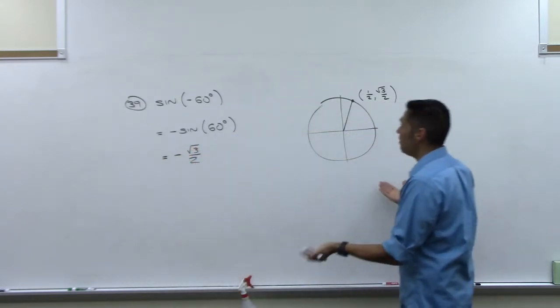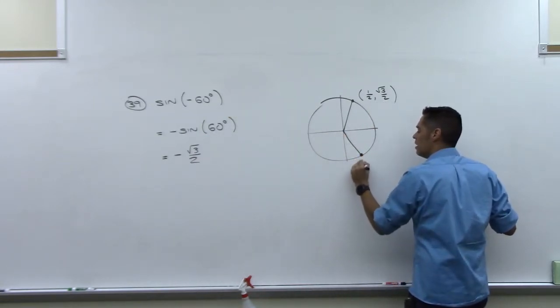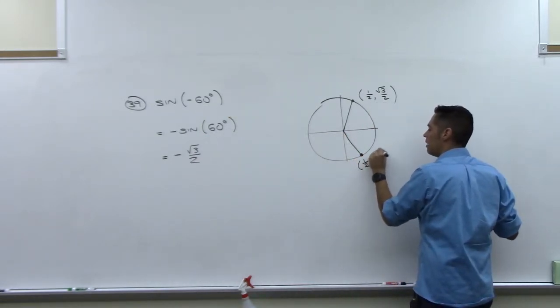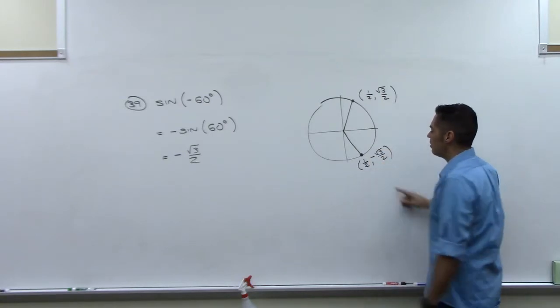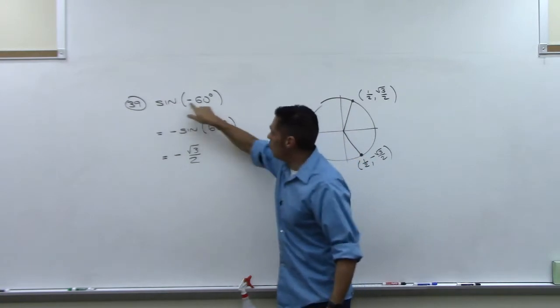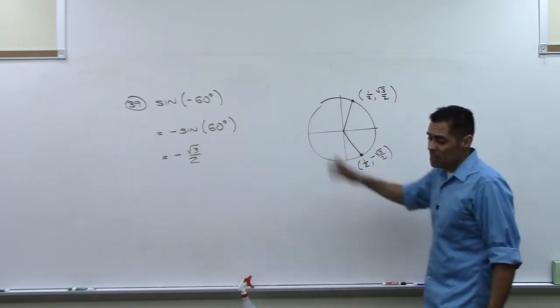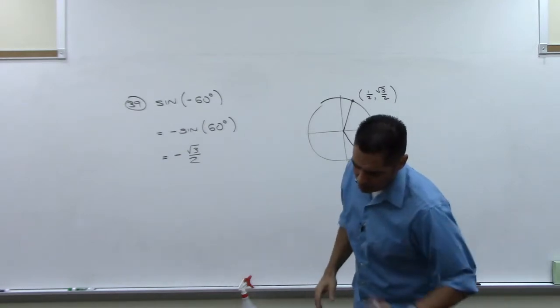We would have got the same answer had we just done the original problem. Here's negative 60 degrees. This is the point 1/2, negative root 3 over 2. And you can see that the y-coordinate, since sine is the y-coordinate, would be negative root 3 over 2. So they just want us to use the property.